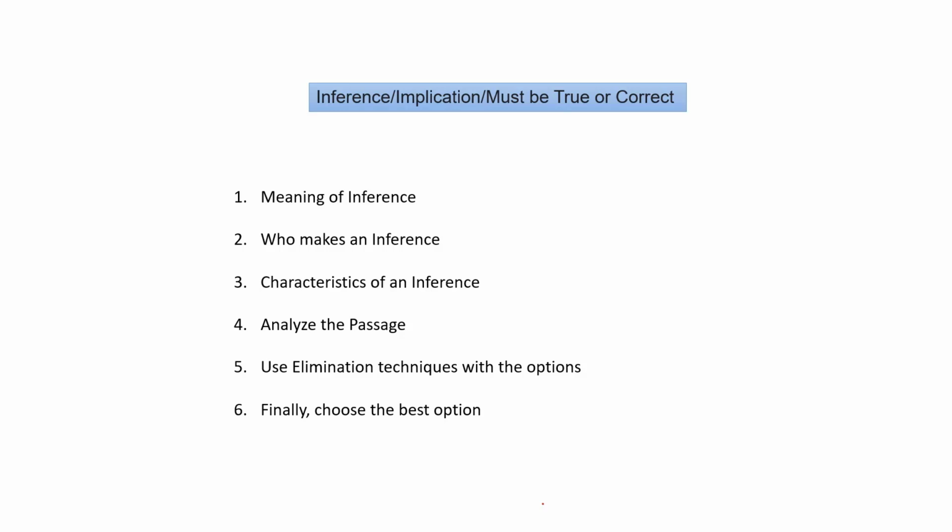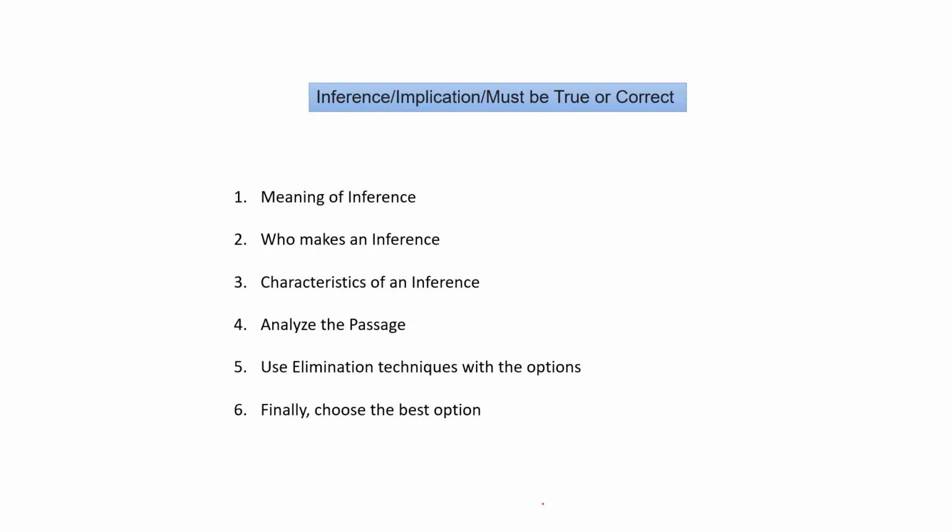And we use elimination techniques with the options. If an option has new information, a new fact, you eliminate it. If it has extreme words such as always, never, impossible, definitely, surely, such options, such keywords, unless supported by the information in the passage, should be eliminated. If they are not supported, we eliminate extreme options.